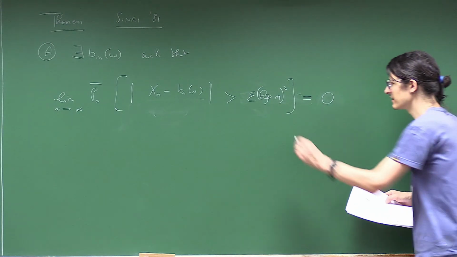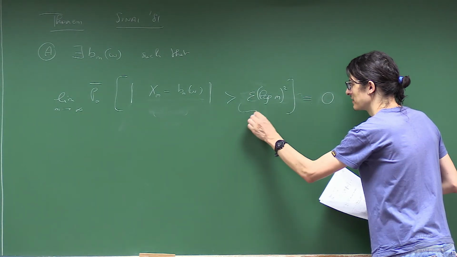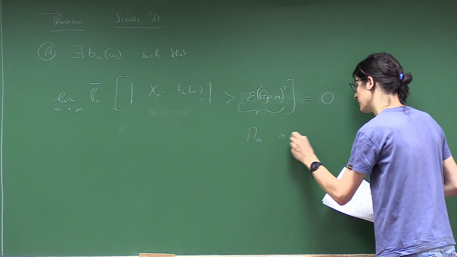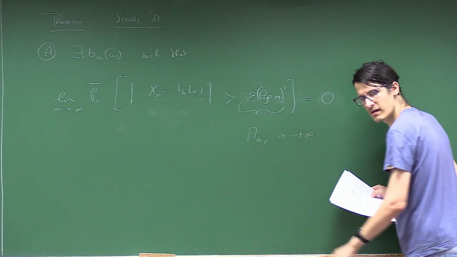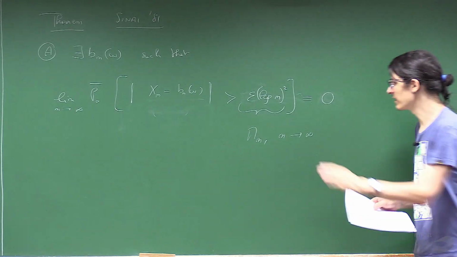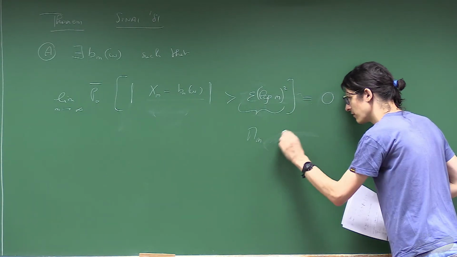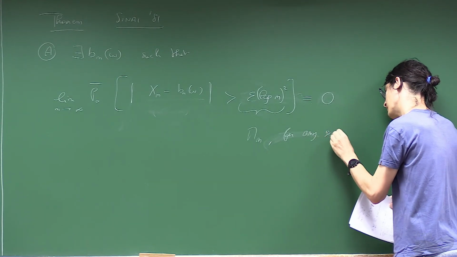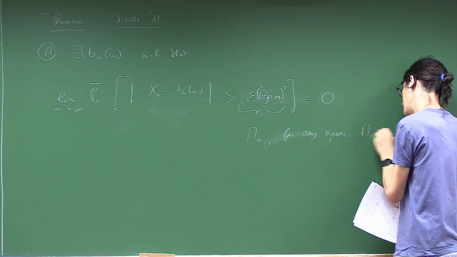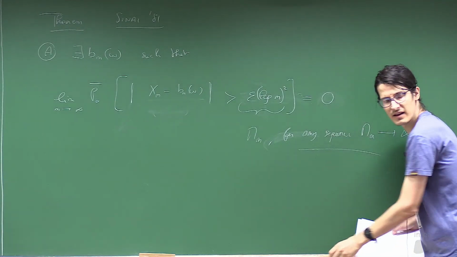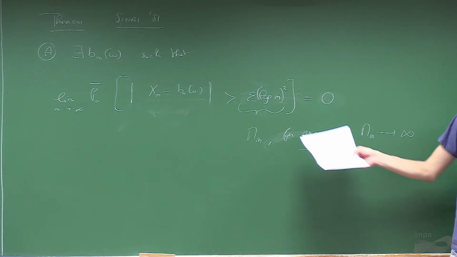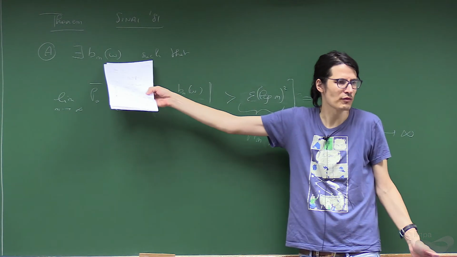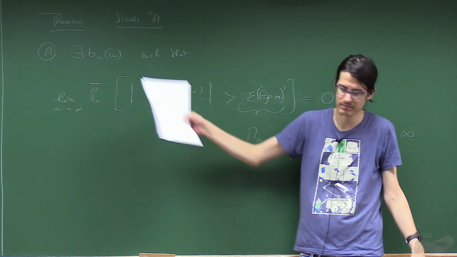I should trust my notes. And in fact, you can replace this with mn for any sequence mn that goes to infinity. This would just make the proof more technical. The reason why I put log n square here is that bn is of order log n square. You will see.